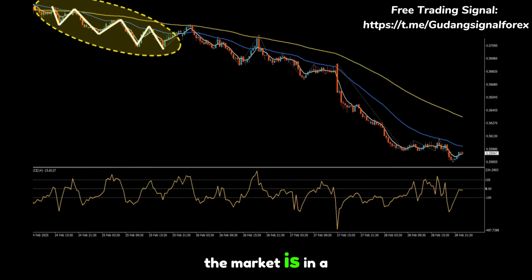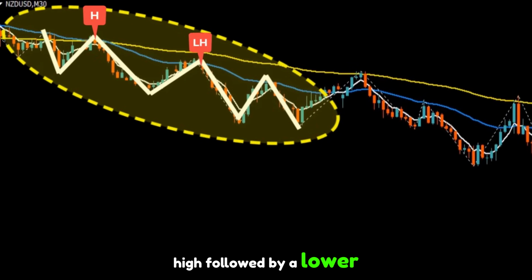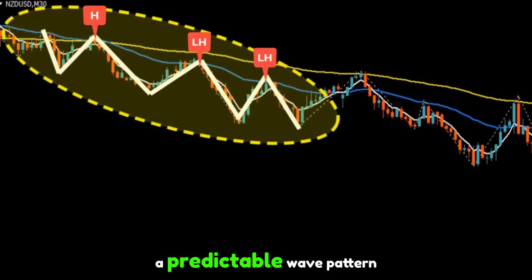The market is in a well-defined, readable pattern, and that's a huge signal that any trade setup forming here is highly accurate. Now, this is where things get interesting. These market signals are something every trader should understand, yet most amateur and beginner traders completely overlook them. Take a close look. You can clearly see this high, followed by a lower high, and then another lower high. The market is moving in a predictable wave pattern, making it easy to read. Exactly what we want, right?